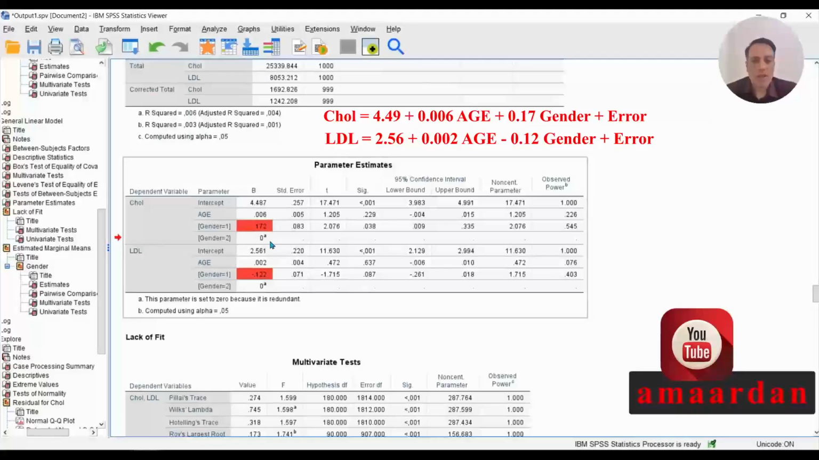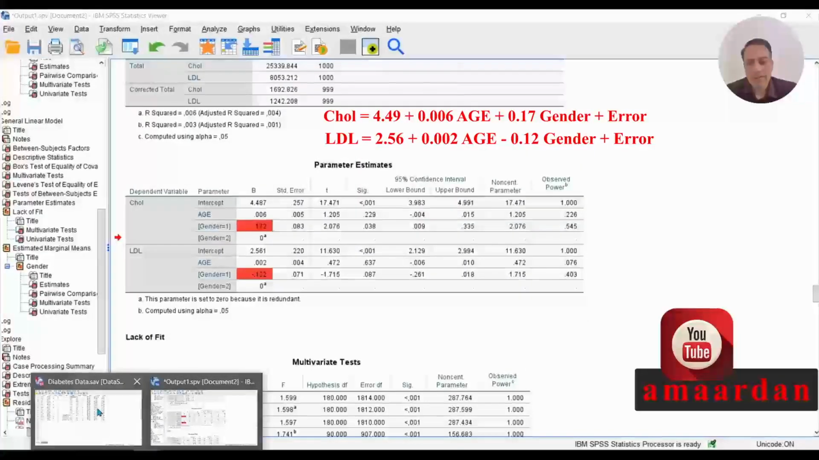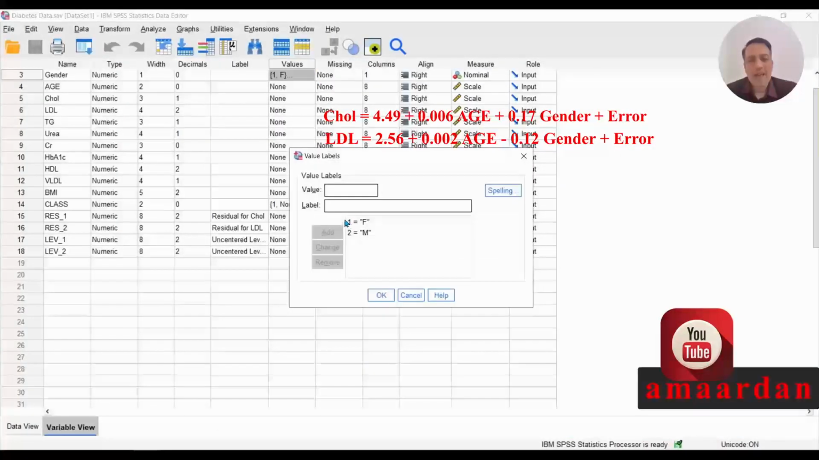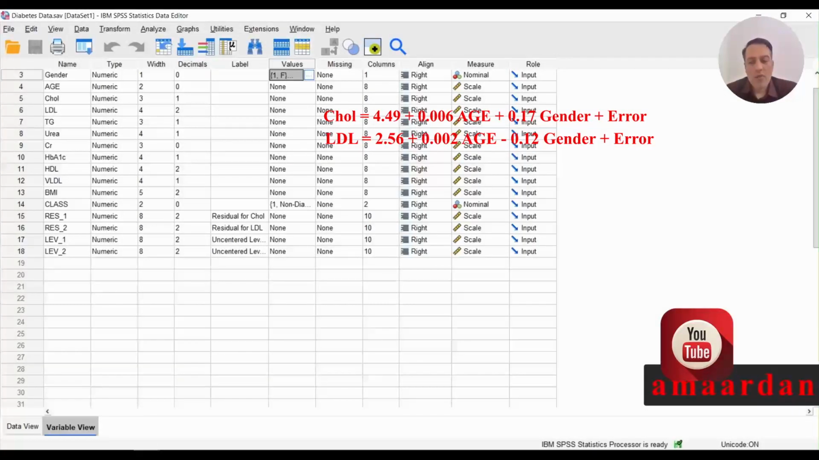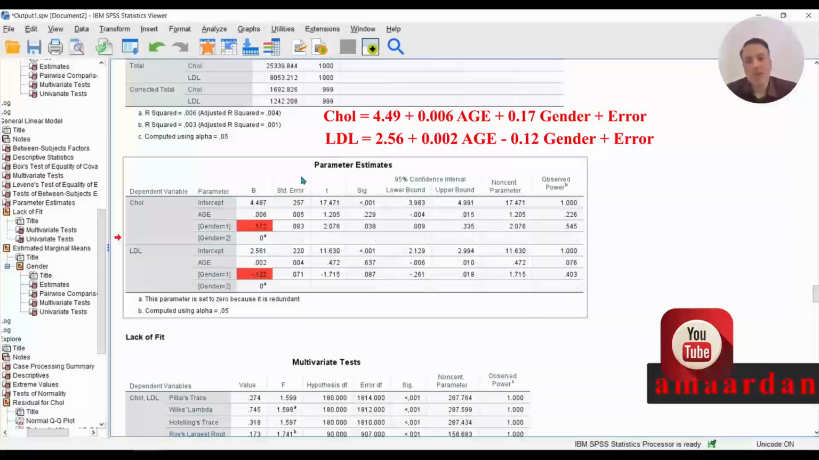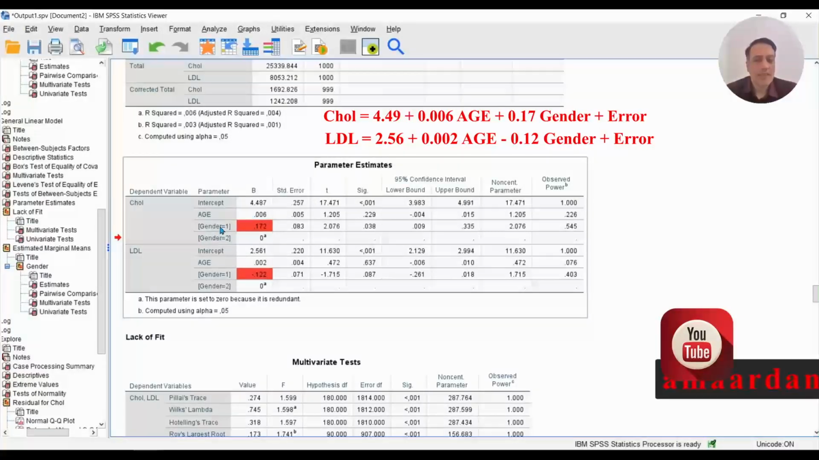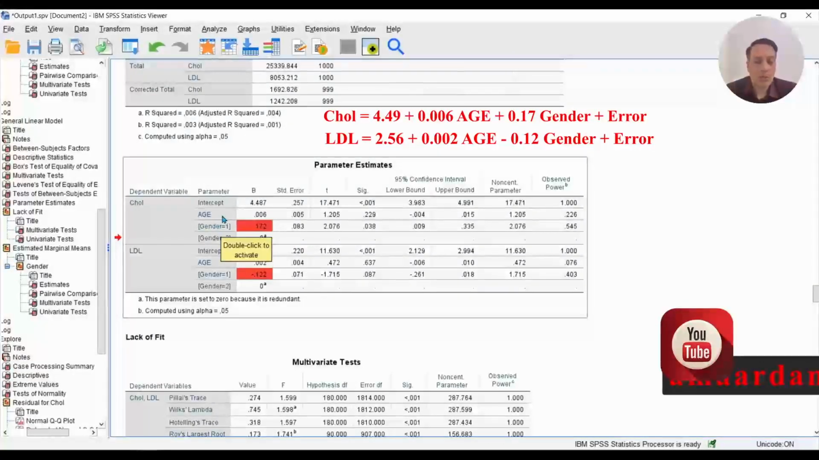Now, another time I note that we coded female participants with value 1 and male participants with value 2. Now, if I want to interpret results of parameter estimates, I can say that female participants compared to male participants have 70% more cholesterol but 12% less LDL.